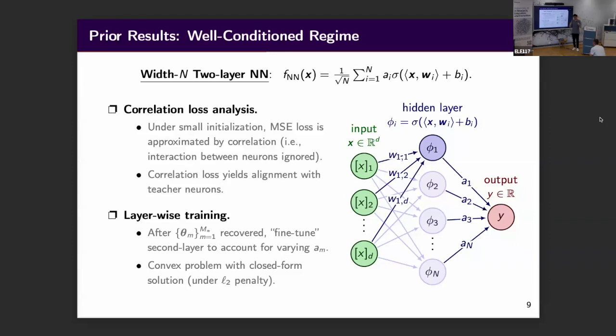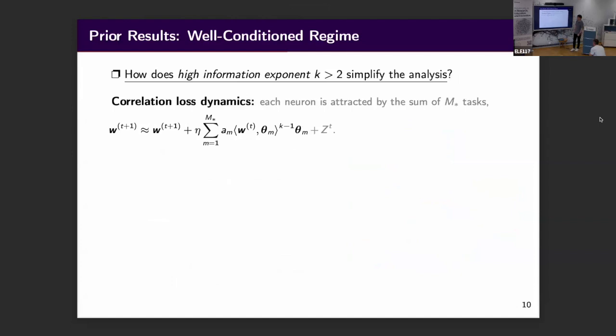So we're basically optimizing an ensemble of a bunch of independent particles, and each of them will try to find some teacher direction. Okay, and I think there are many other works on learning low-dimensional models that use a very similar scheme. And here's how correlation loss works. Assuming that there's no interaction between different neurons, then each of my pseudo neurons, at time t, is going to be attracted to a sum of these teacher neurons.